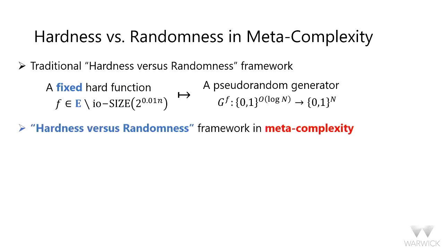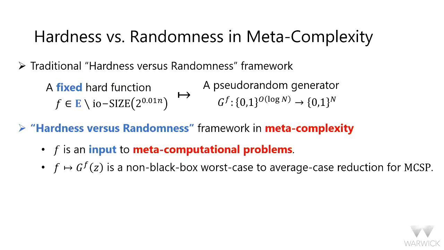But now let's view this framework in a metacomputational way. So instead of applying the hardness versus randomness framework to a fixed hard function, we regard F as an input to a metacomputational problem. Namely, in our case, we apply it to MCSP. And then we can actually regard the pseudorandom generator construction as a worst-case to average-case reduction. Let me explain why this is the case at a high level.